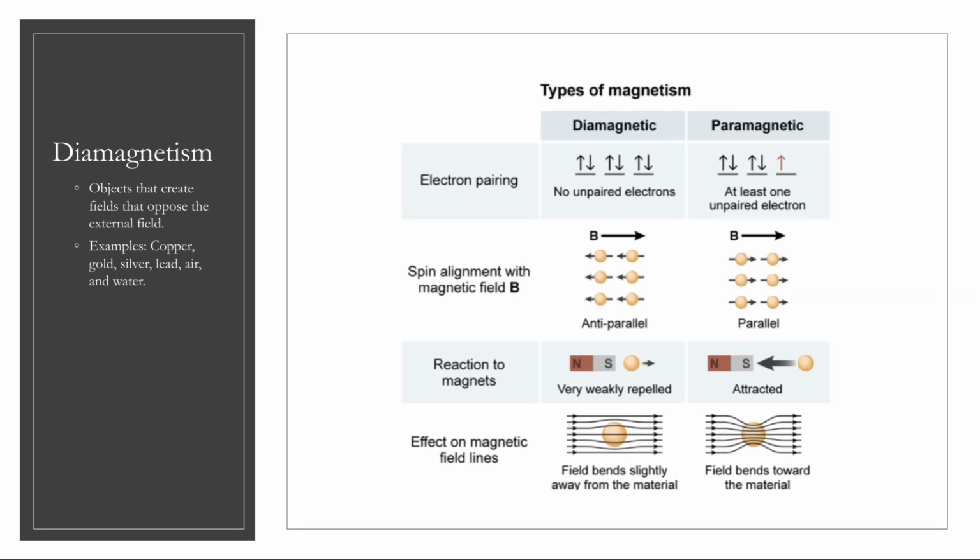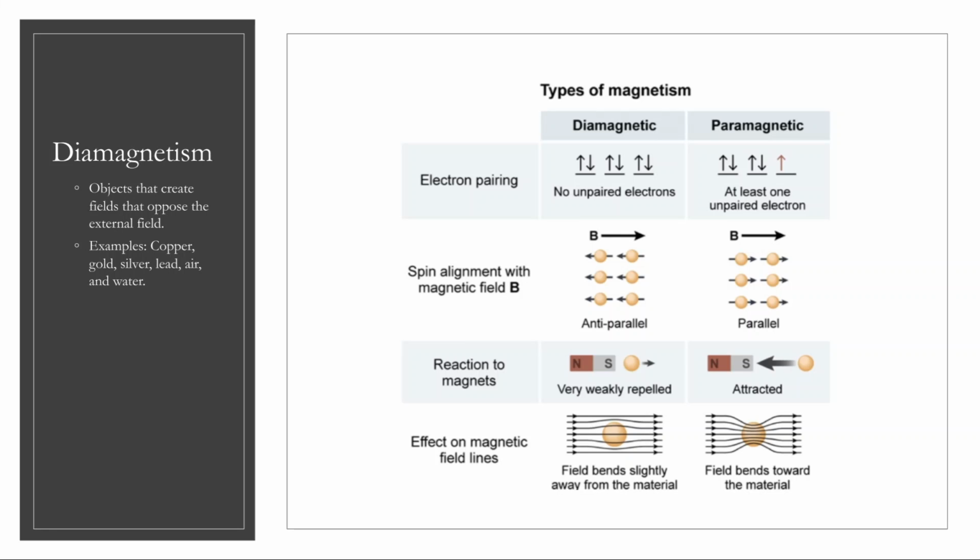Diamagnetism is the last type we're going to talk about. Diamagnetism is objects that create magnetic fields that oppose the external field. Diamagnetic materials are going to try to push the magnetic field out of them. They're always going to oppose it, whereas ferromagnets and paramagnets are usually going to line up and point in the same direction as the field. Diamagnets behave the opposite.